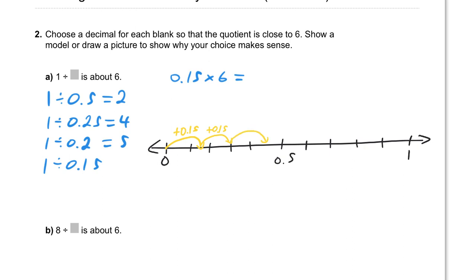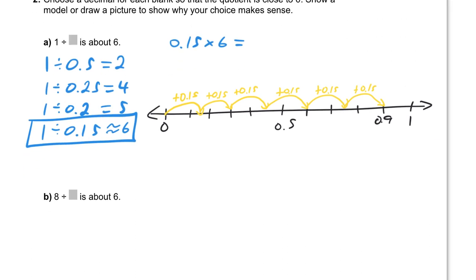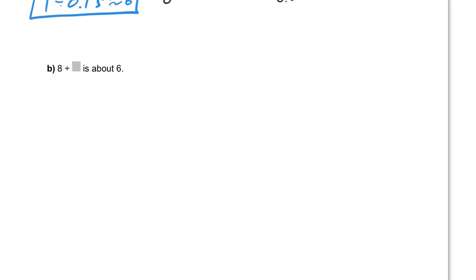We're going to add another 0.15. We're going to add another 0.15. Keep going, that's 4. Here's 5. And here is 6. And it got us to 0.9, which is pretty close to 1, I'd say. So our final answer to this question is that 1 divided by 0.15 is approximately 6, and that is our final answer. Next we have 8 divided by something is about 6.